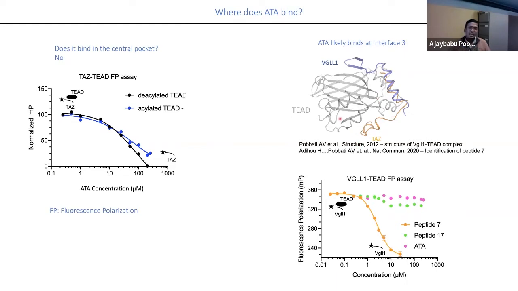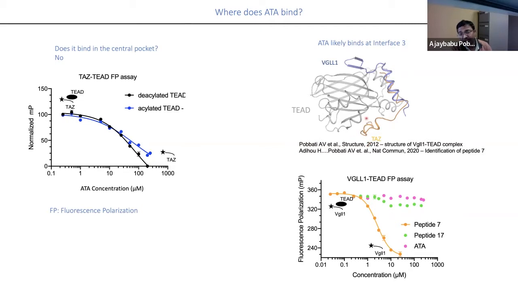And why do I say that? I want to draw your attention to a couple of works that I did a few years ago, where I showed that there is a protein called VGLL1, which binds to TEAD, but only forms interface 2 and not 3. So I leverage this to show that any compound that inhibits the VGLL1 TEAD FP assay is an interface 2 binder. And when you look at here, ATA does not interfere with a VGLL1 TEAD assay, suggesting that it binds to the TEAD on the surface at the interface 3 region.